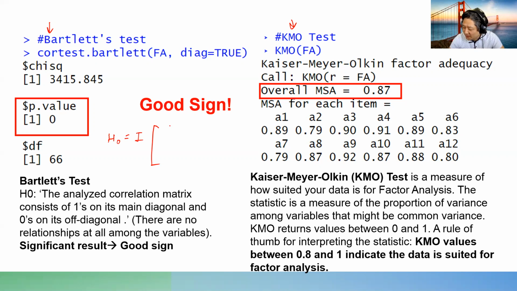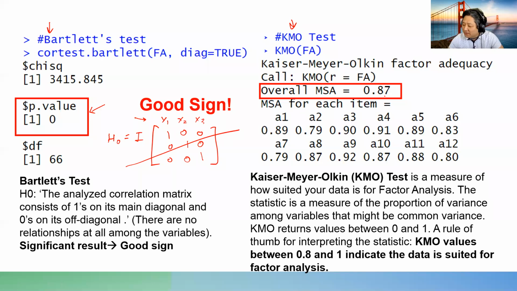For example, if you have 3 variables, x1, x2, x3, the diagonal should be 1, and the off-diagonals are all 0. This is an identity correlation matrix, our null hypothesis. We want to reject this null hypothesis. If we reject it, that means we have enough correlations among variables. Based on our result, we reject this hypothesis. That's a good sign.